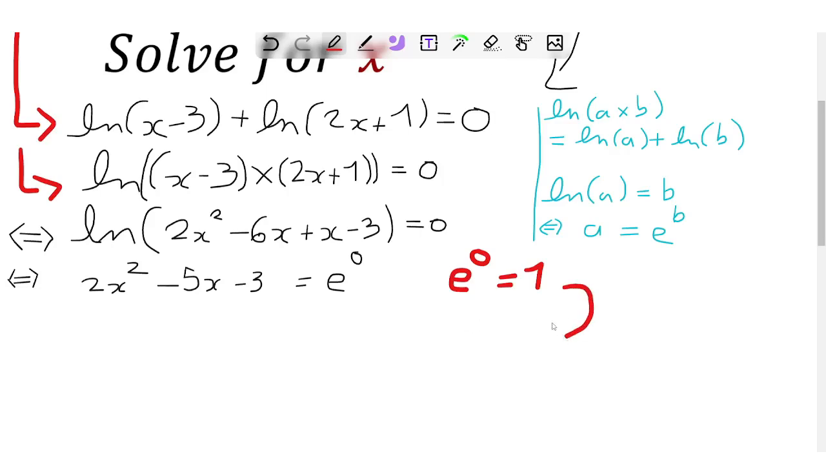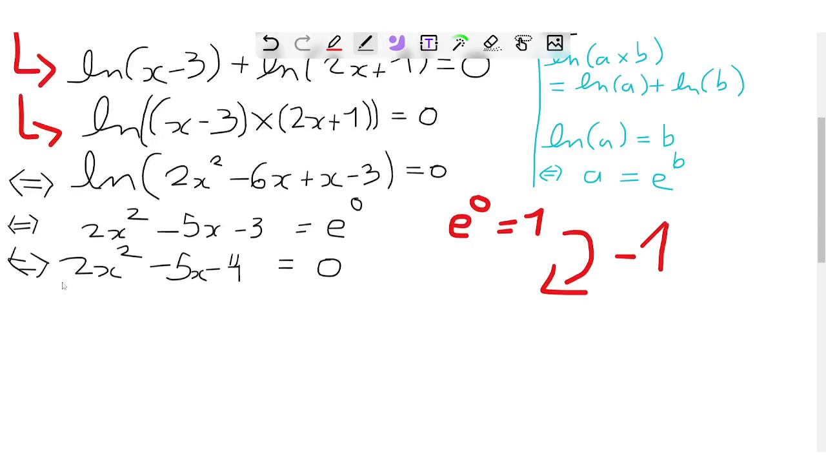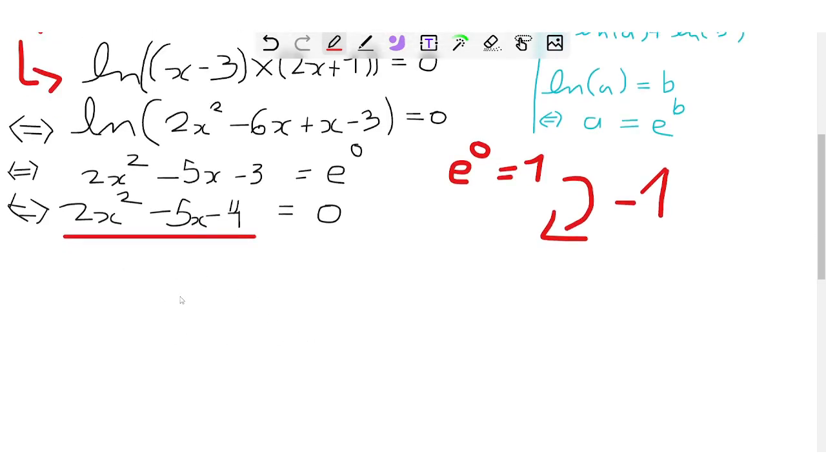So what we can do here is subtract 1 from both sides of our expression to get 2x squared minus 5x minus 3 minus 1, so minus 4, is going to be equal to 0. And now we have a quadratic right here, so we can apply the quadratic formula and solve for x, and we'll have the solution to our initial equation.